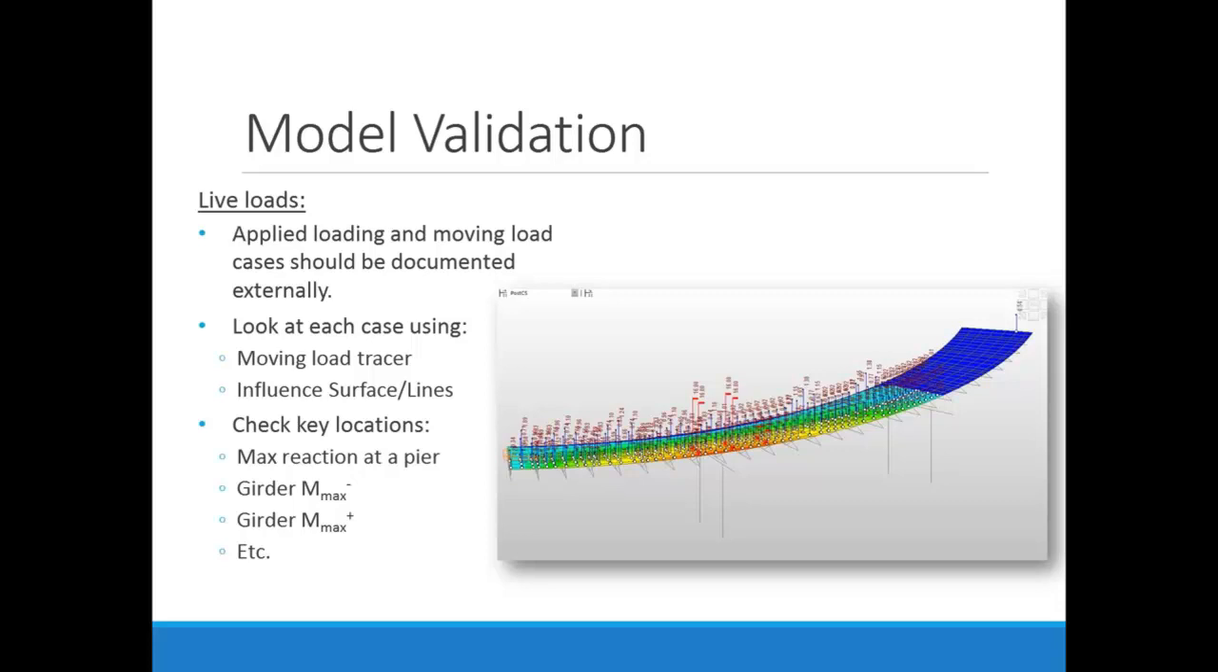So make sure that the model is functioning properly and the live load is where you expect it to be. And in order to validate your live load, you're probably going to want to check a few key locations. For instance, your maximum negative bending, maximum positive bending in your girders, the maximum reaction at a pier, and so forth.